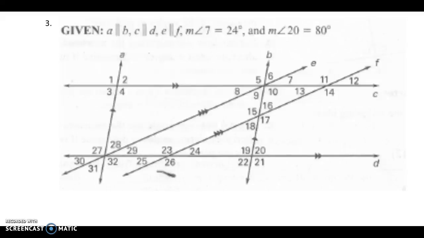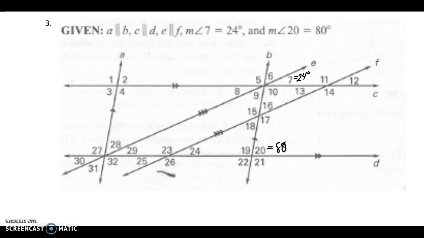Alright, so let's get ready to do some angle chasing here. It's already labeled with all of the parallel sides, so we don't need to do that, but I'm going to go ahead and label in the angles that we're given here. So I know that measure of angle 7 is going to be 24 degrees, and measure of angle 20 is going to be 80 degrees, so that's this one over here. Okay, so now we just need to go ahead and figure out how to make this work.